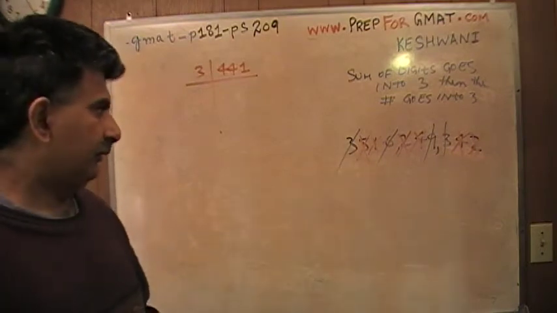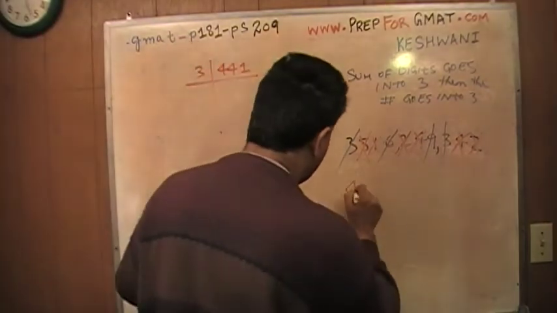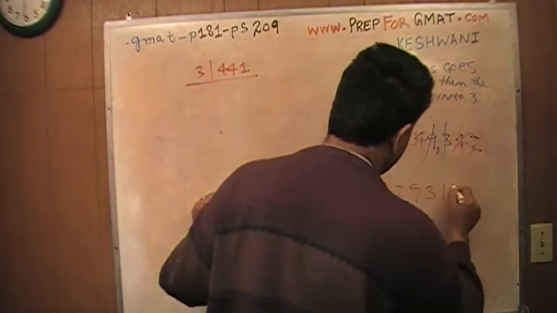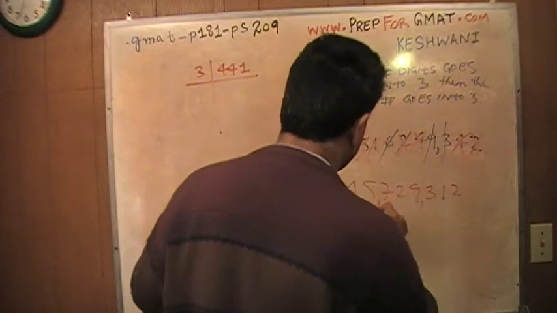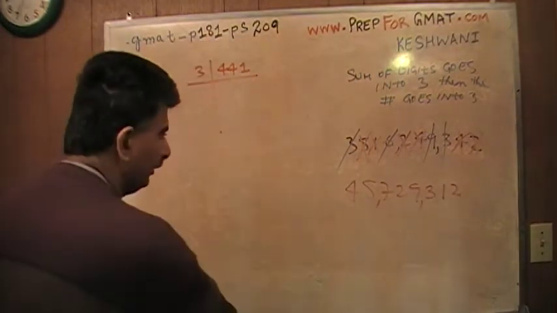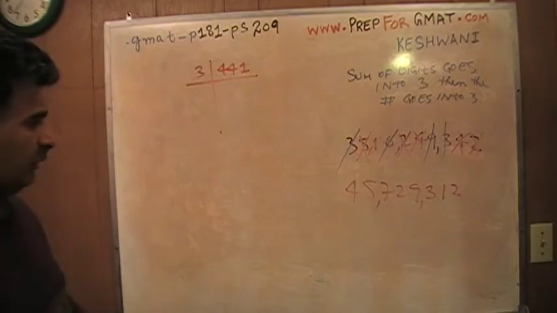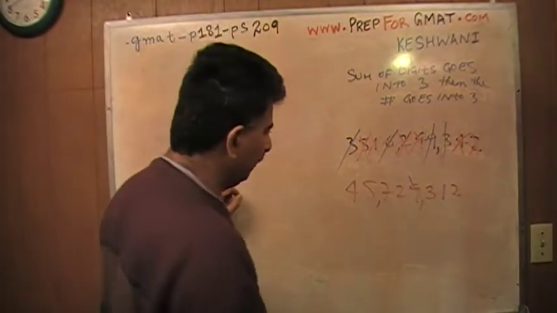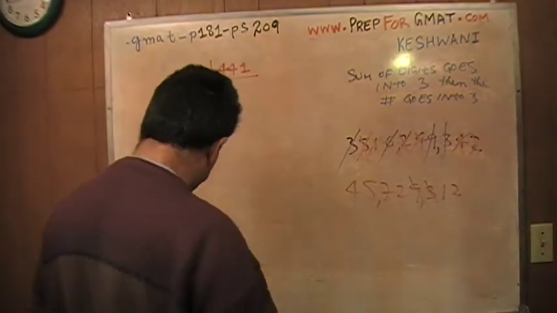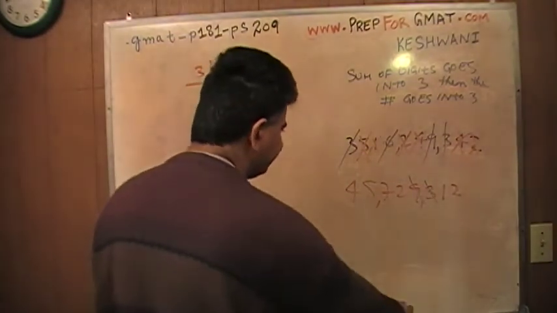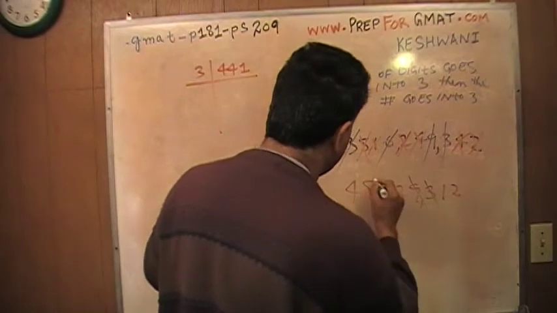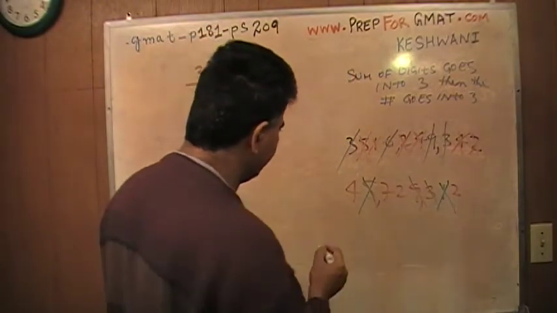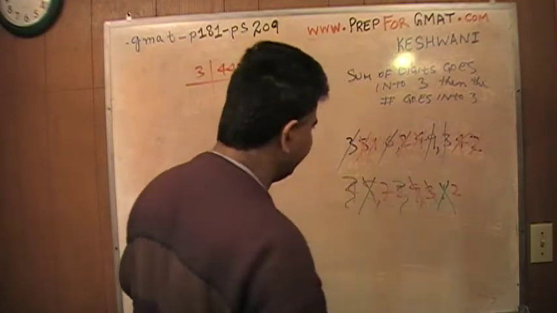That's all it is. For another example, 4, 5, 7, 2, 9, 3, 1, 2. This time I just made it up without actually thinking anything. Does that number go into 3? I don't know. Let's find out. That doesn't play any role. This doesn't play any role. And then 5 and a 1, that's 6. And then 4 and a 2, that's 6. There you go.